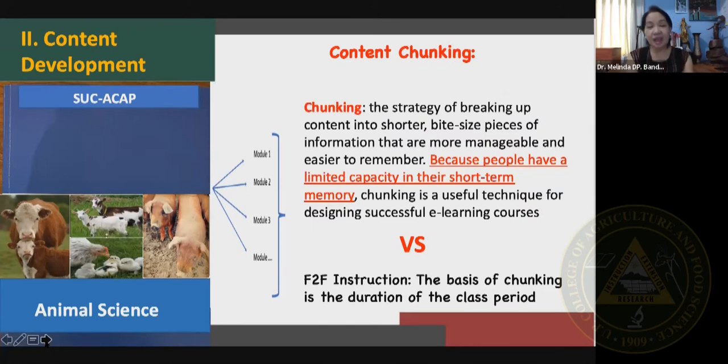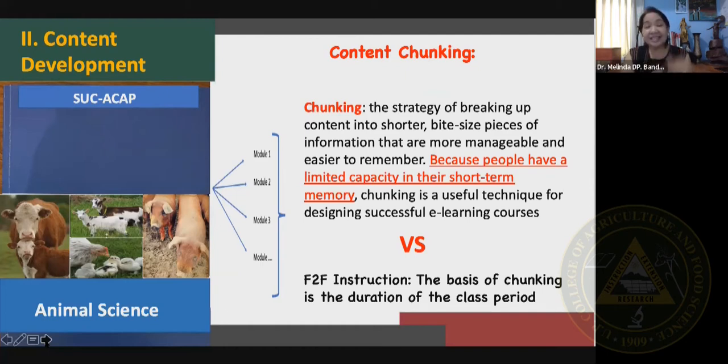Yan. So what exactly is chunking? This is the strategy of breaking up content into shorter, bite-sized pieces of information that are more manageable and easier to remember. Because people have a limited capacity in their short-term memory. So therefore, chunking is a useful technique for designing successful e-learning courses. Take note ha, this particular strategy is very important when we are designing for e-learning courses.